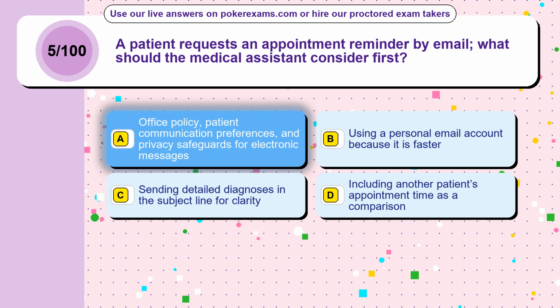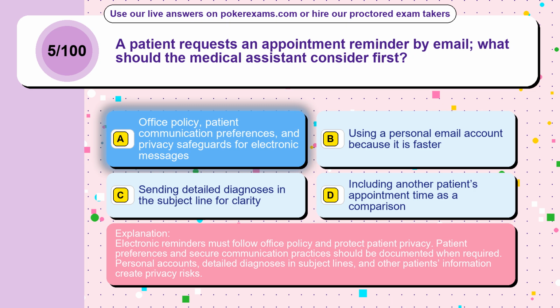The correct answer is option A. Office policy, patient communication preferences, and privacy safeguards for electronic messages. Electronic reminders must follow office policy and protect patient privacy. Patient preferences and secure communication practices should be documented when required. Personal accounts, detailed diagnoses in subject lines, and other patients' information create privacy risks.